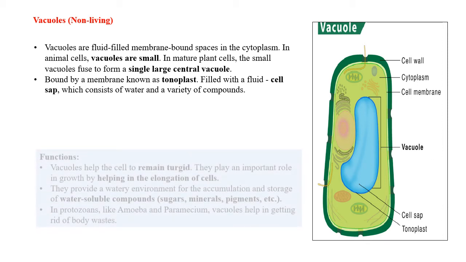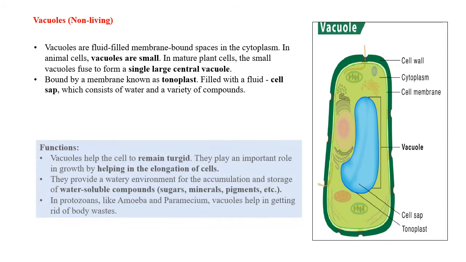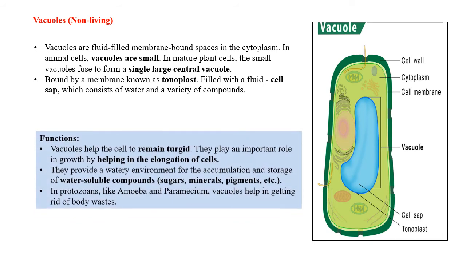Functions: vacuoles help the cell to remain turgid. They play an important role in growth by helping in elongation of cells. They provide a watery environment for the accumulation and storage of water-soluble compounds, sugars, minerals, pigments, etc. In protozoans like amoeba and paramecium, vacuoles help in getting rid of body waste.